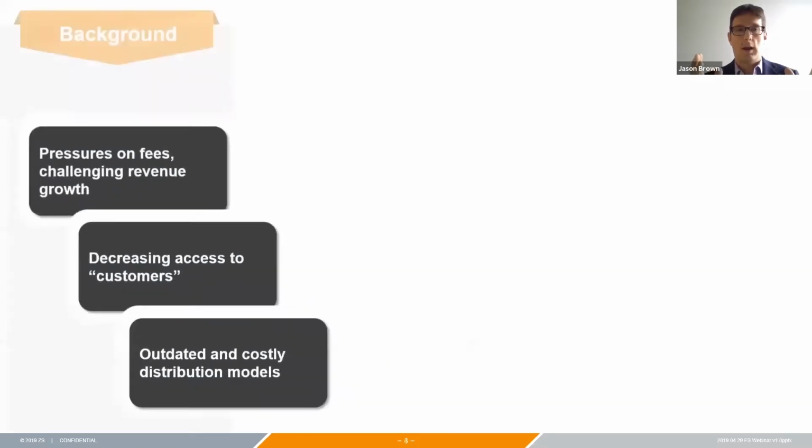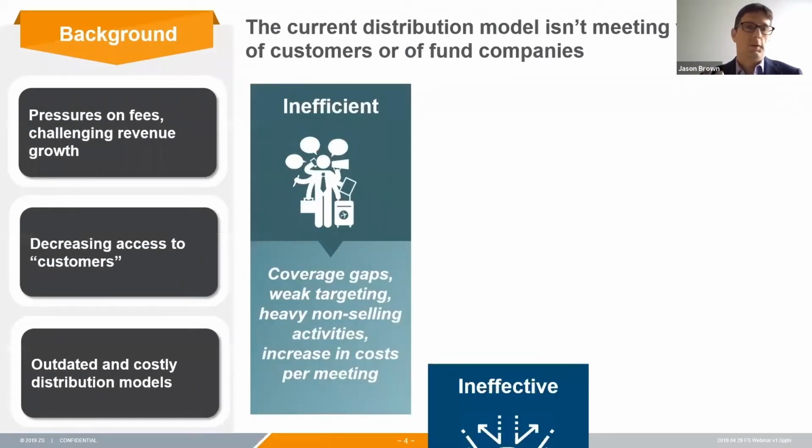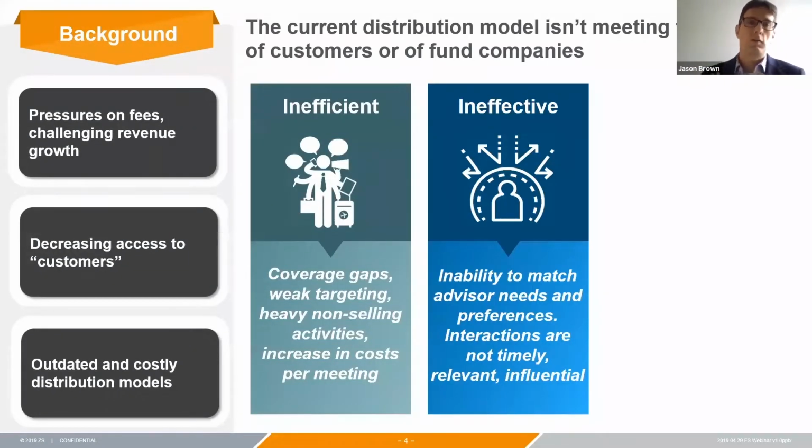So if that's the background, the question is, what is this leading to? And we're hearing two different things. When we work with insurers and asset managers, what a lot of them tell us is that distribution today is inefficient. We see gaps in who we're targeting and who we're covering, a lot of time being taken up by non-selling activities, and really the net of it all is that the cost of distribution is rising, that literally the per meeting cost has been going up over the last several years.